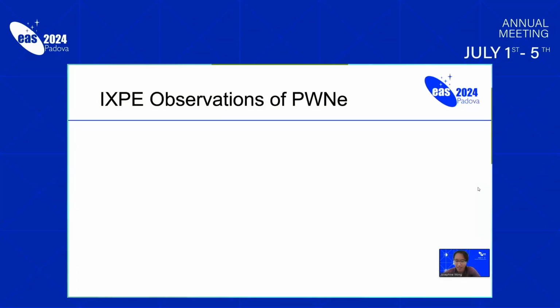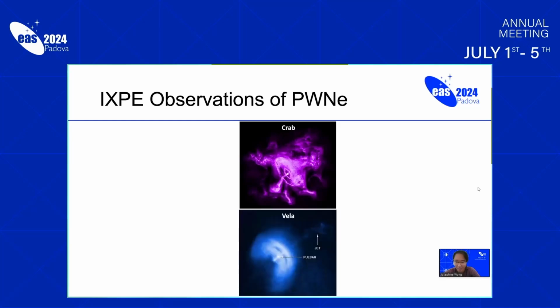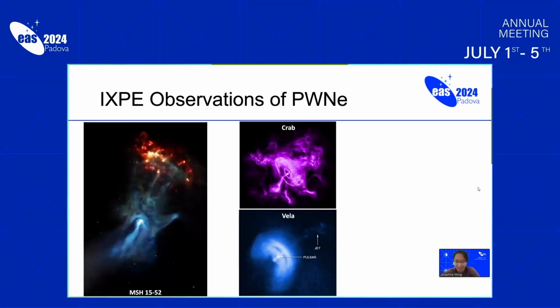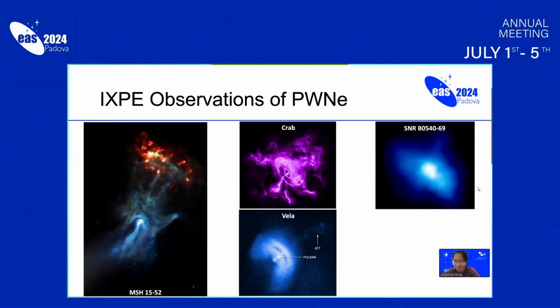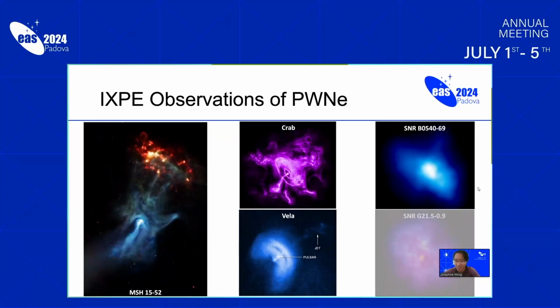So IXPE has observed several of the brightest pulsar wind nebulae, and in chronological order, they are the Crab, Vela, MSH 15-52, the supernova remnant Vela 540, and G21.5. But for this latter observation, we are still in the midst of writing up the paper. So I'll just be presenting our results on these 4.